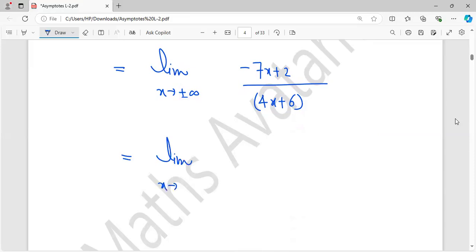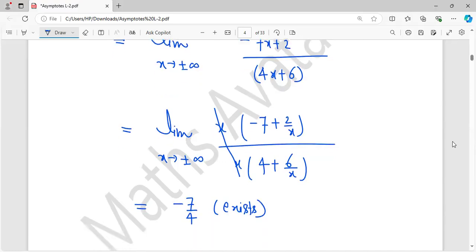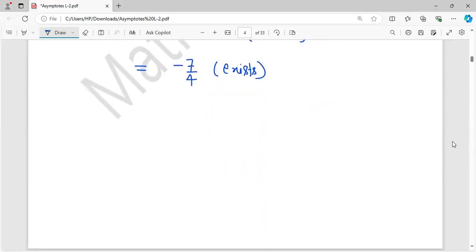Limit x tends to plus-minus infinity of x(−7 + 2/x) over x(4 + 6/x). So what is this limit? Minus 7 by 4. This limit also exists. So both the limits exist. This implies y is equal to ax + b, that is, x/2 − 7/4.